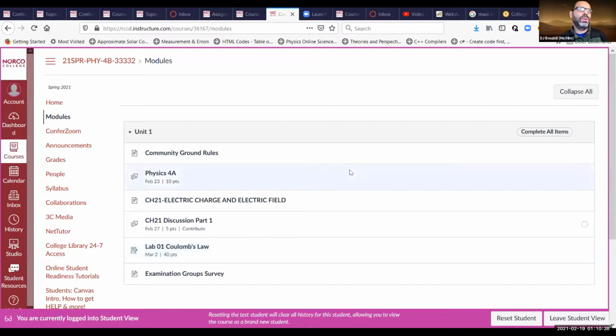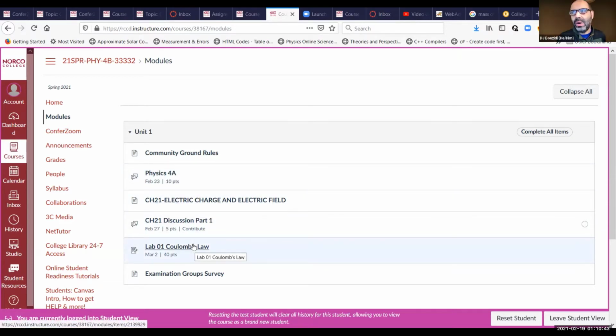Okay. This week is loaded with stuff. So let me pull out the module. Let me share the screen with you. So this is how it looks. Are you looking at Physics 4B, and we're in unit one? Yes. Okay, so we're looking at the lab.